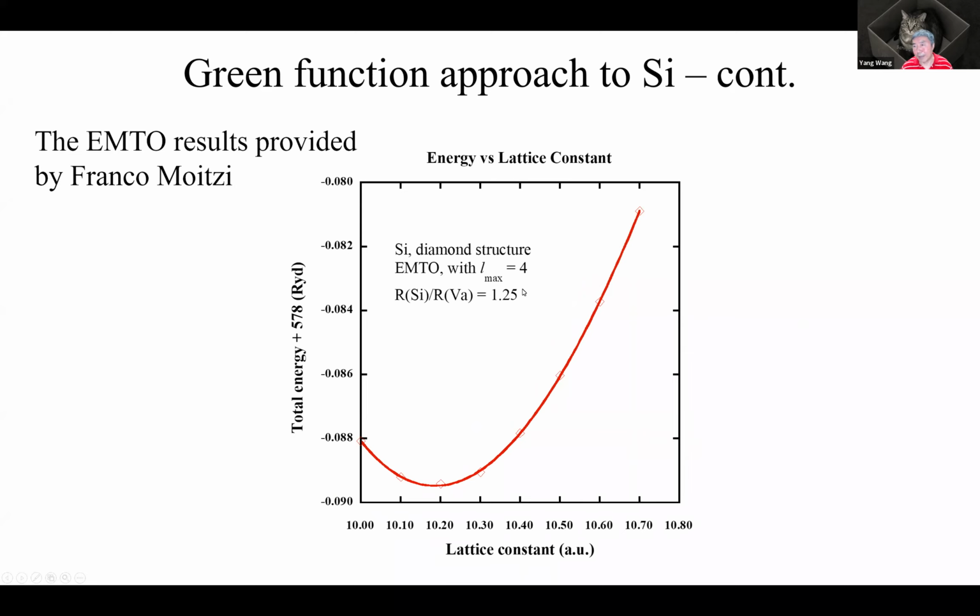Now, I was talking about these slides before this. Franco had shown me this result. This is an EMTO calculation. He chose the ratio to be 1.25 in this calculation. So this is an EMTO result.